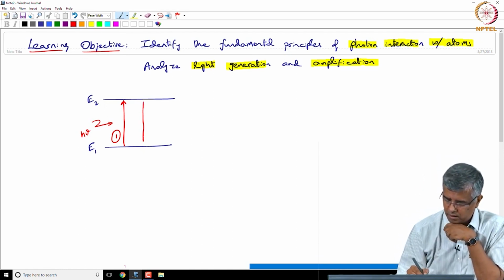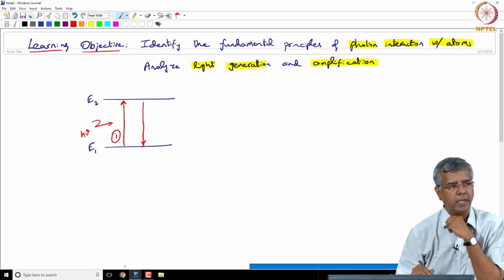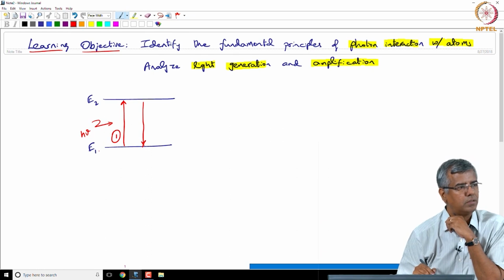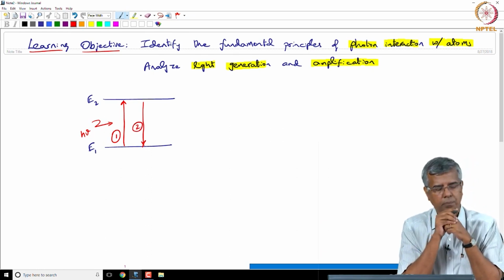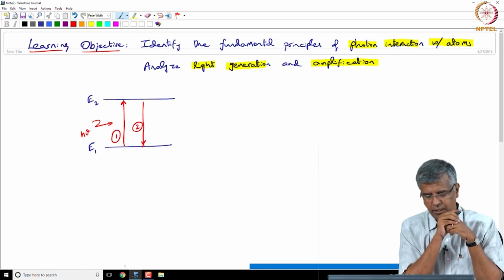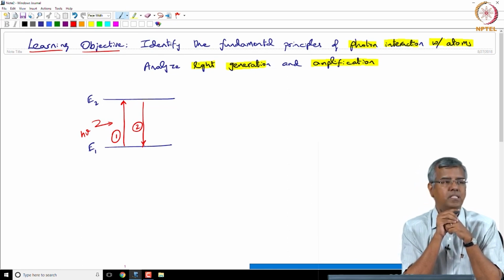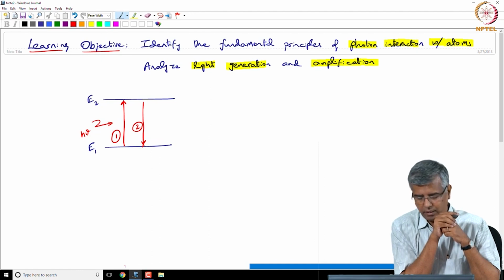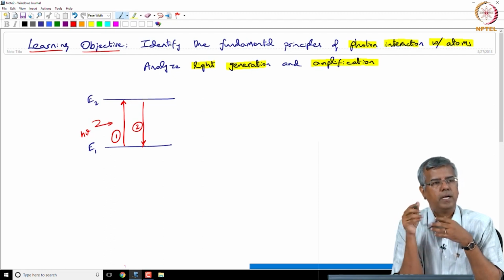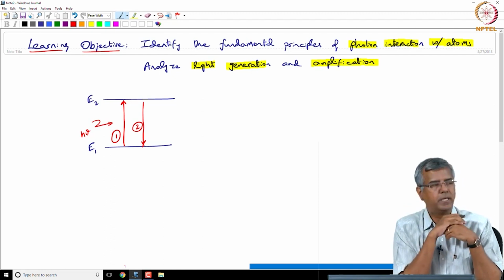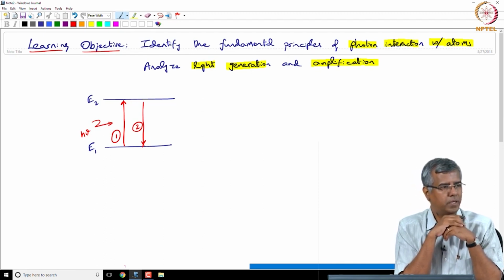It can potentially give up that energy by emitting a photon in what we call a spontaneous manner. So it can emit a photon under certain conditions in a spontaneous manner. We want to figure out what those conditions are as we move on, but let us just assume that is one possibility.